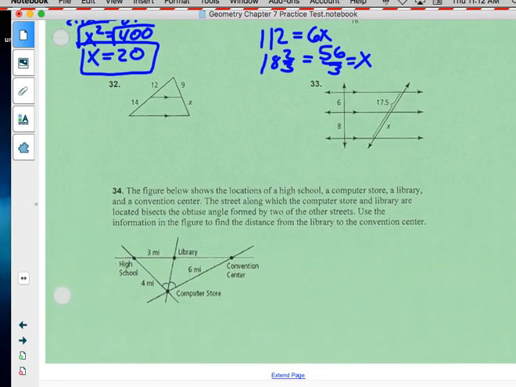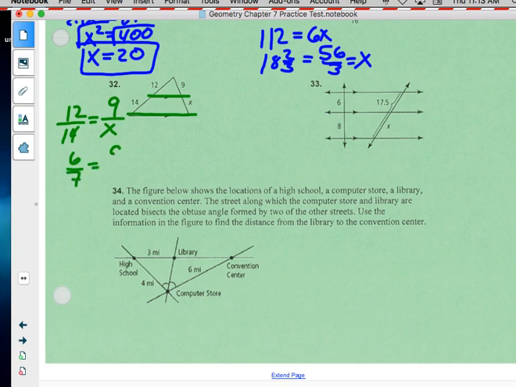So any one of those answers can help me. In 32, this is called side splitter, where these are parallel. So 12 is to 14 is equal to 9 is to x. I'm going to show you a trick on this one just because I haven't yet. 12 and 14, as I divide them, I can reduce those to be 6/7, and that's still the same relationship. So now 6x is equal to 7 times 9, which is 63.